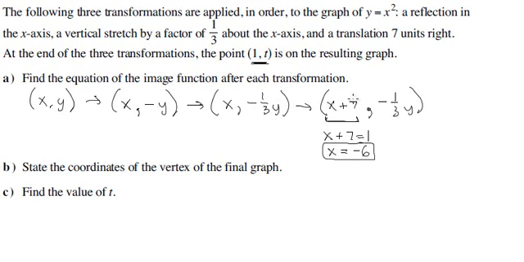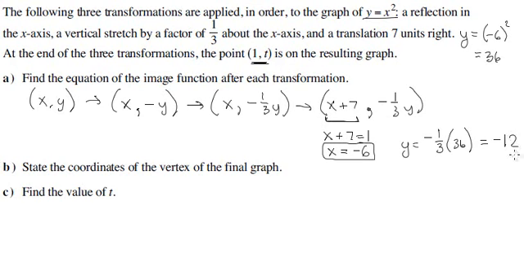Well, if x is negative 6, and we know that our function is y equals x squared, that must mean y is negative 6 all squared, 36. Now we're getting someplace. This coordinate was 36, which means our new coordinate must be minus 1/3 times 36. So, sorry, I'll put y equals on this. Minus 1/3 times y, which is 36, must be minus 12.